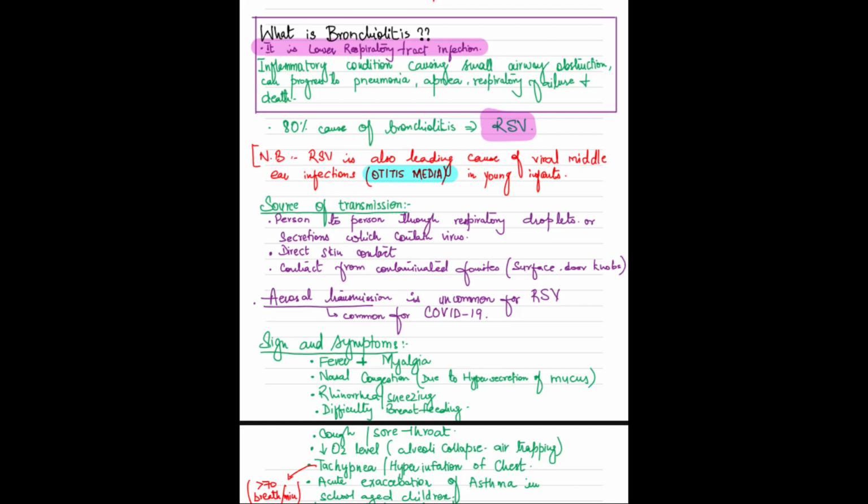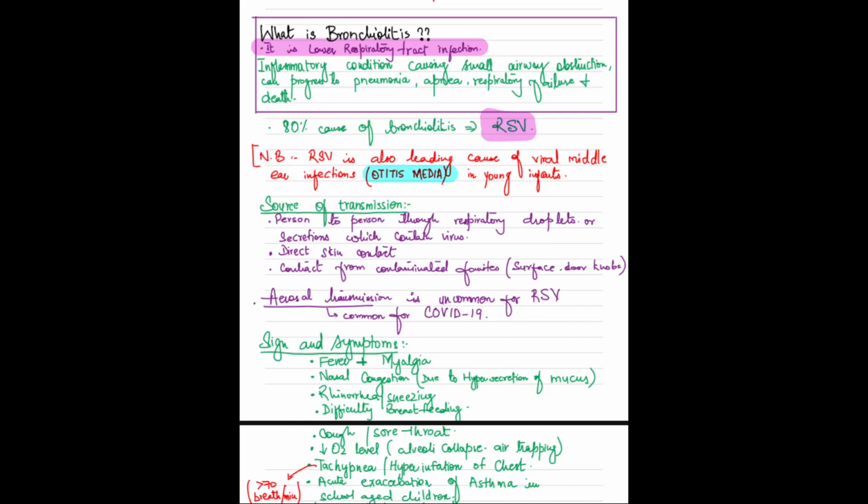COVID-19 can be transmitted via aerosol transmission, but RSV is not transmitted via aerosol transmission. That means it can only be transmitted via respiratory droplets and contact with surfaces where the virus is present. So aerosol transmission is common in COVID-19, but it is not common in RSV.